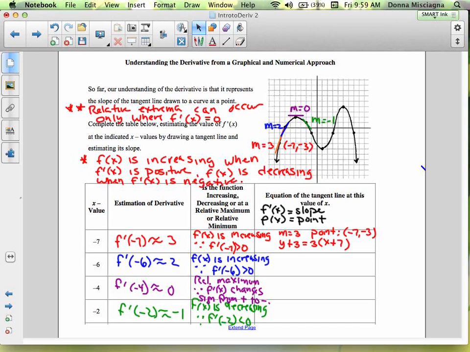All right, let's look at the next one, and we'll write the equation of the tangent line. Well, I try to grab some water.